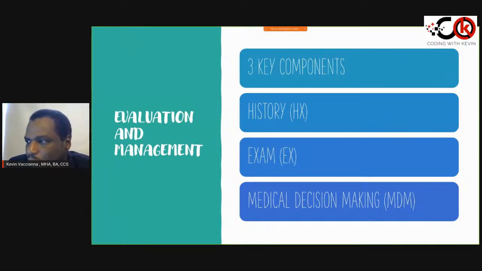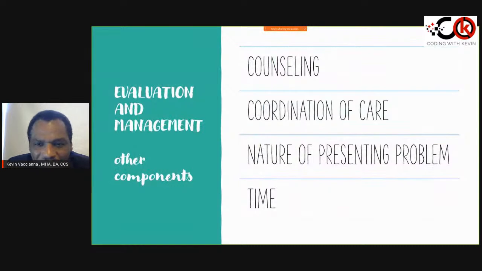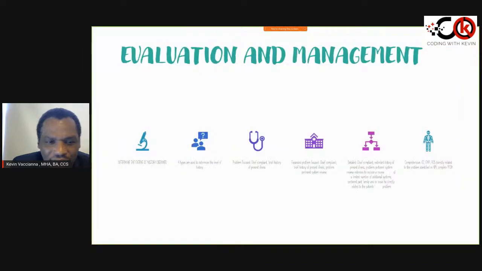And last week we went over the 3 key components of the E&M, and we said they are history, exam, medical decision making, right? 3 key components. And then we also said that we have additional components: counseling, coordination of care, nature of presenting problem, and time. Those also play a factor.